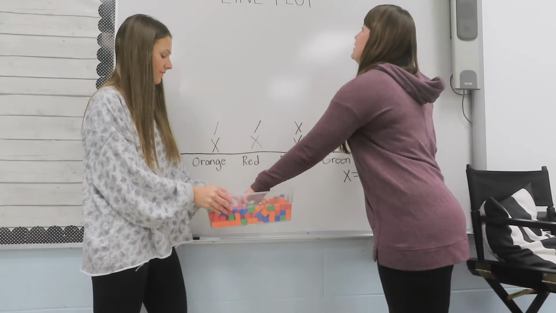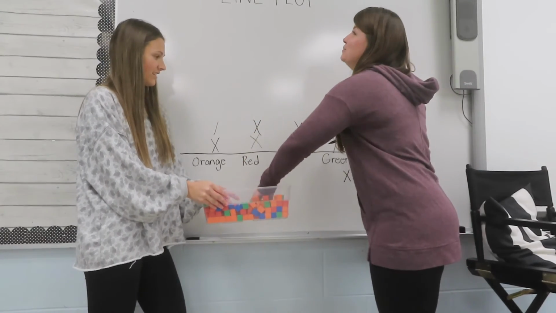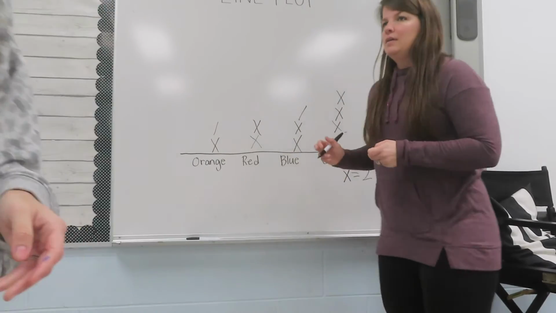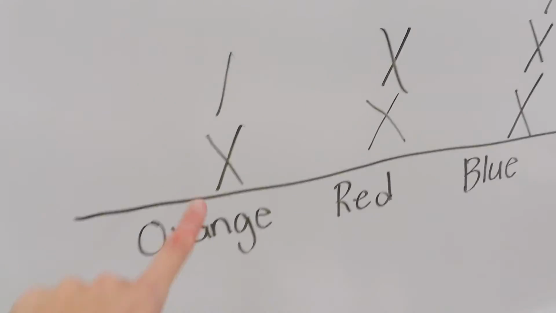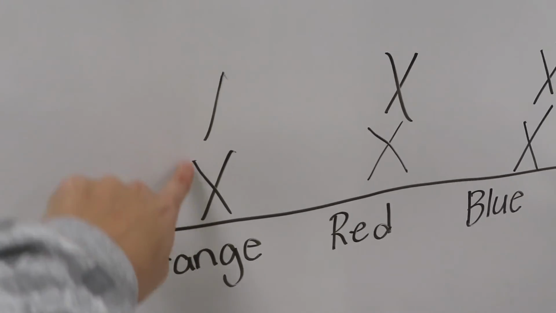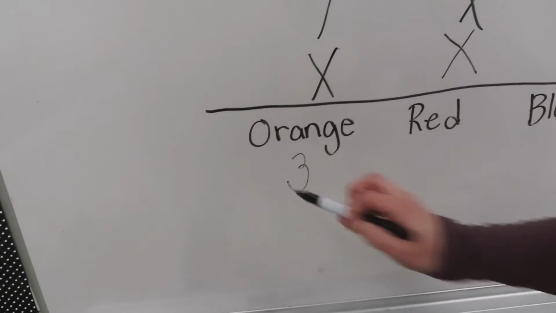Green, red, last one, blue. Perfect. Okay, so let's look at our graph now and see how many of each one we have. So for orange, we have 1 full X and then a half X. So we're gonna say 1, 2, 3. So you wanna write 3 down here just so we can see how many of each we have.